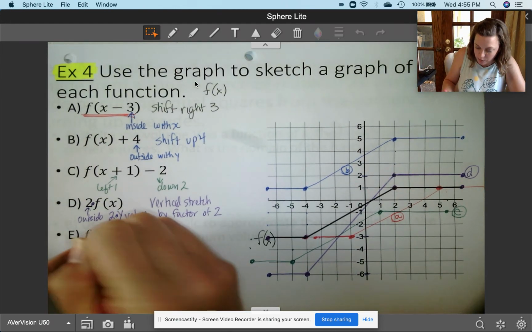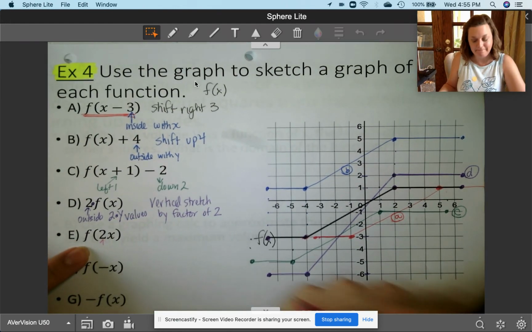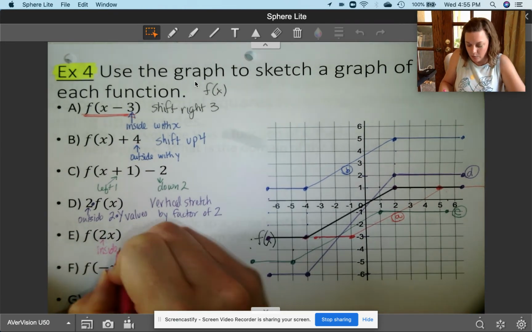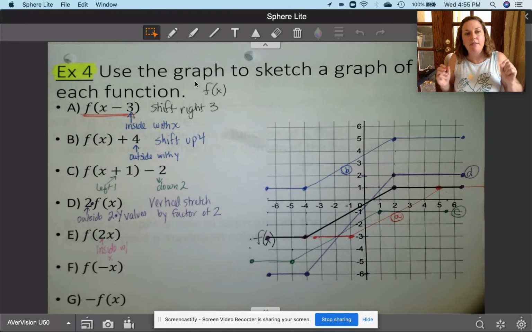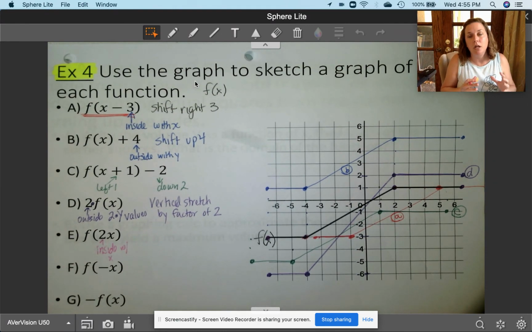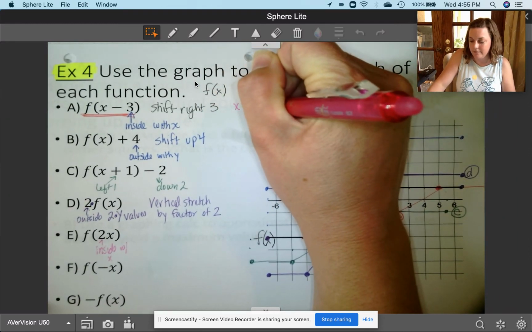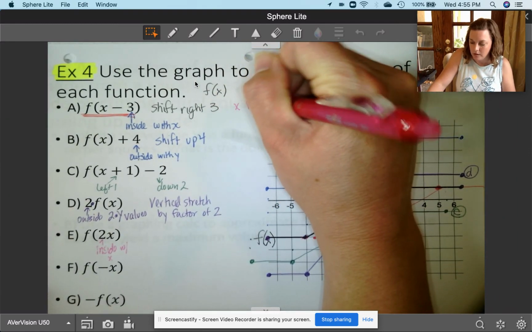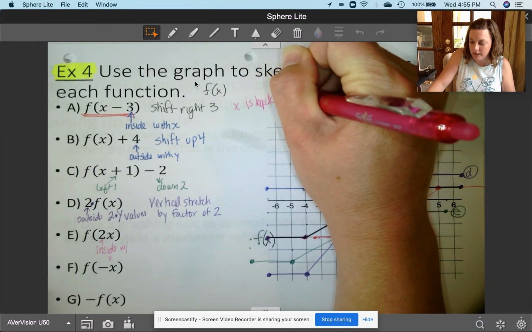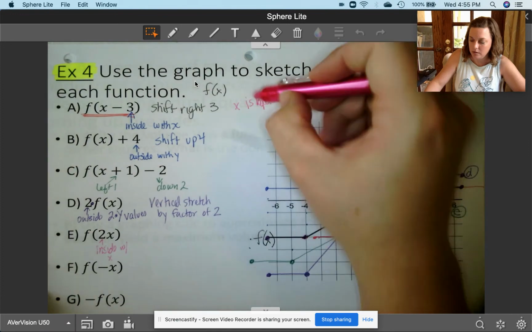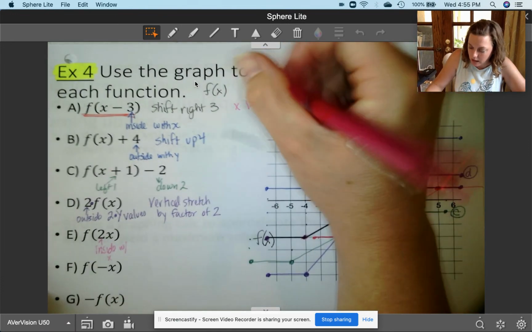All right, here, let's use pink. Here, this too, inside or outside? Inside with x. So it is affecting the x values. Here's the problem. Remember, everything with x is opposite. X is backwards. I'm going to say backwards. I don't want to say opposite. X is always backwards. Backwards land, okay?